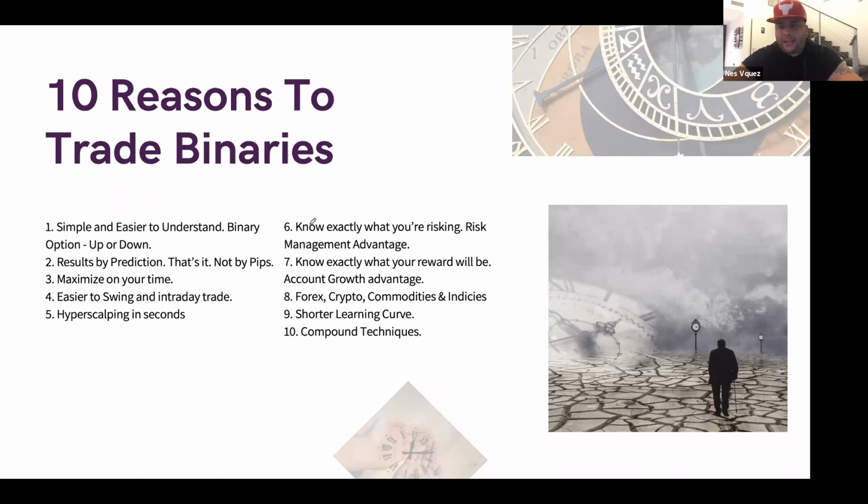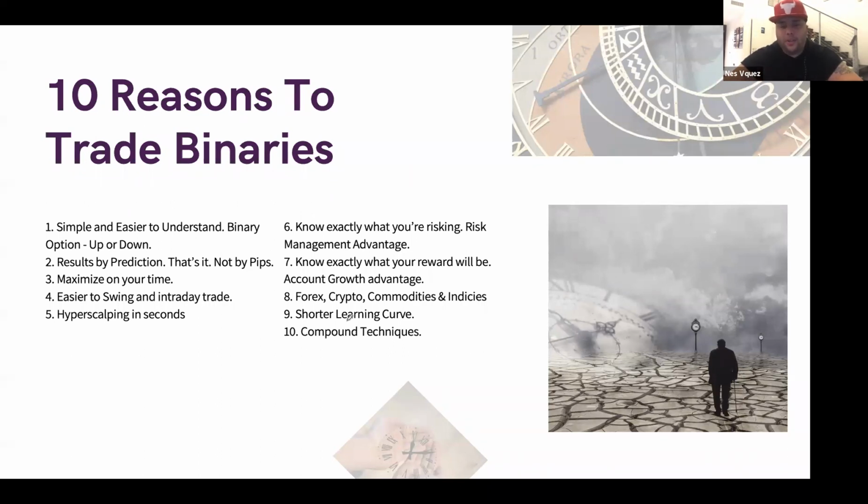Number six, you know exactly what you're risking. This gives you risk management advantage. This is huge. Number seven, you know exactly what your reward will be by dollar amount. You're gonna see what I'm talking about here. So this is good for account growth strategies. Number eight, Forex is what we mainly trade on binary options. People think that there's a difference between binary options and Forex. No, it's not. We are trading Forex based on time. That's it. Binary options is just a style of trading Forex or a style of trading crypto.